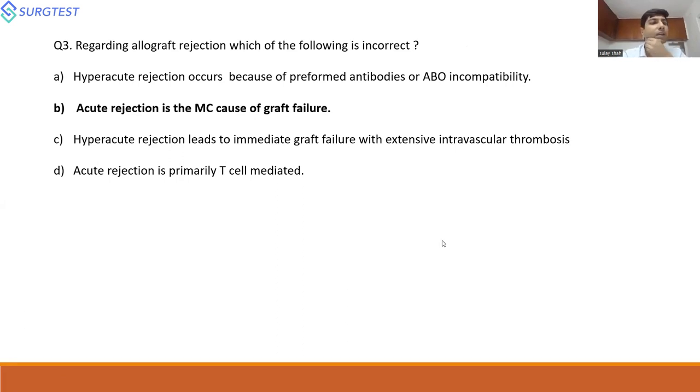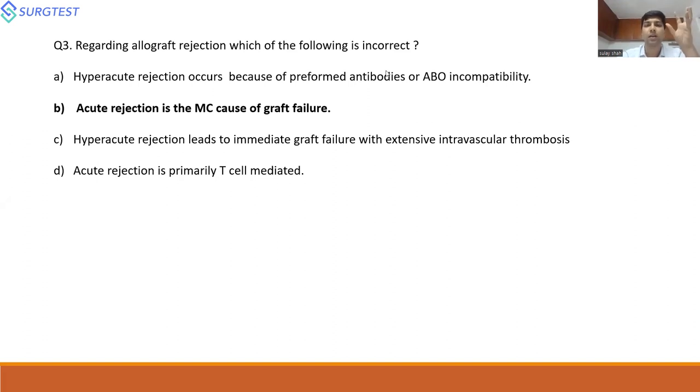Yeah, very good. So the most common cause of graft failure is not acute rejection. Can someone tell me what is it then? What's the most common cause of graft failure if this is incorrect? Excellent. Yes, chronic. Very good, Vandana. So the most common cause of graft failure is not acute. It is chronic graft rejection.